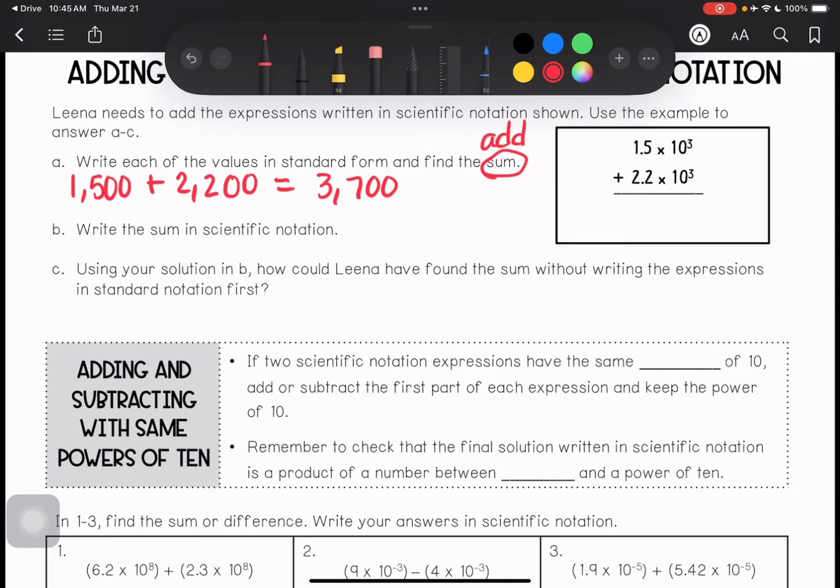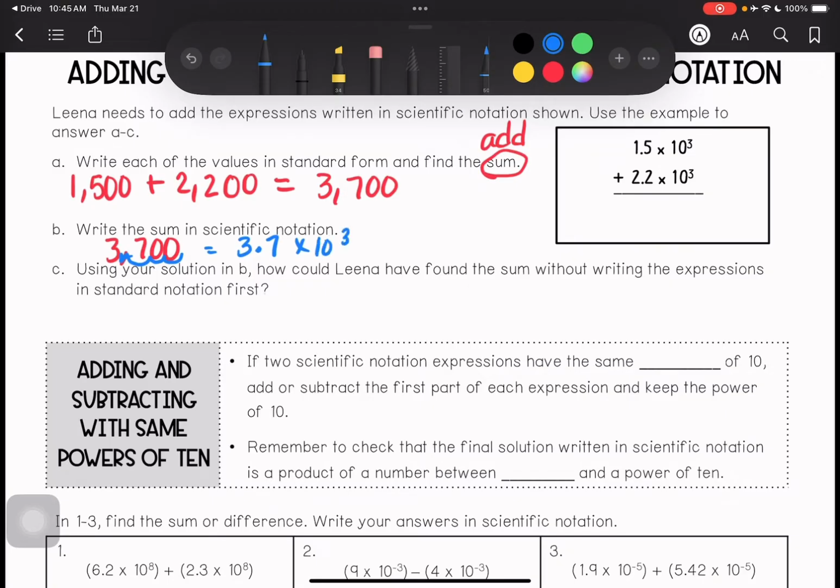It said now write the sum in scientific notation. So our sum was 3,700. To write it in scientific notation, we got to move the decimal 1, 2, 3 times to the left. So it gives me 3 7/10 times 10 to the third power.